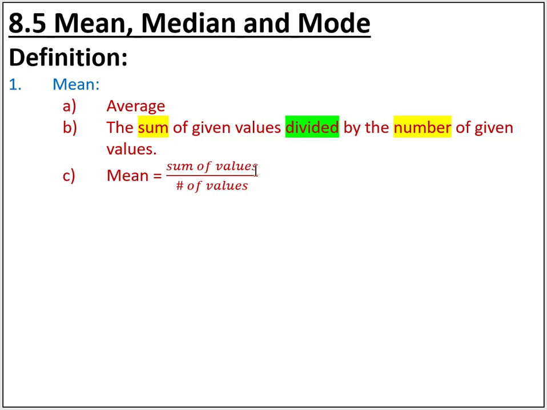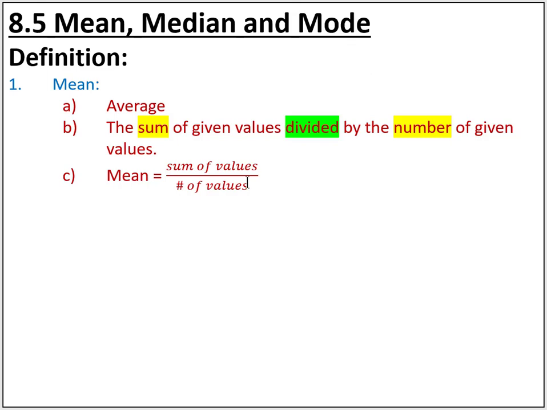So here below, we have the formula: mean, or also known as average, is equal to the sum of values divided by the number of values. By values, I'm talking about numbers that are given in the list or given in the problem. So if you were given 5 values or 5 numbers, you would find the total of those numbers. Then you would divide by 5 because that's how many values were given.